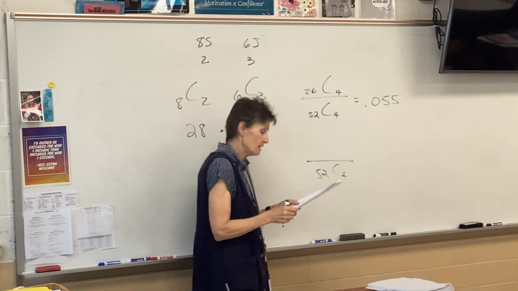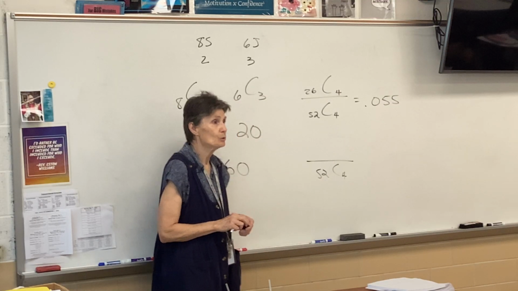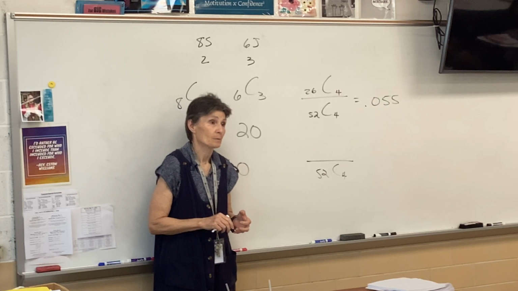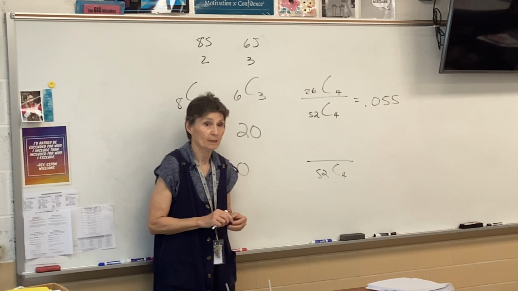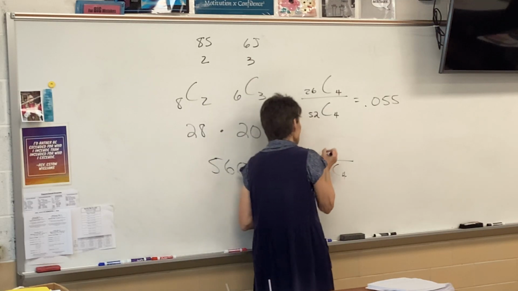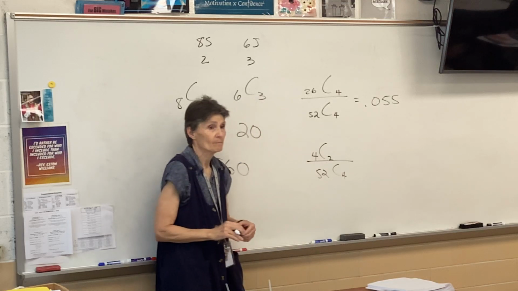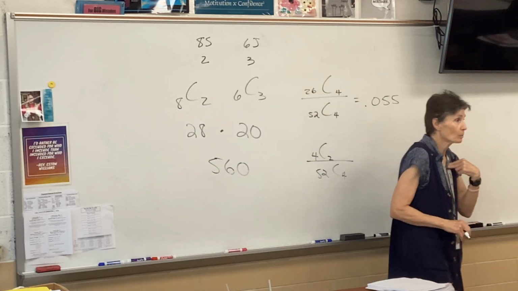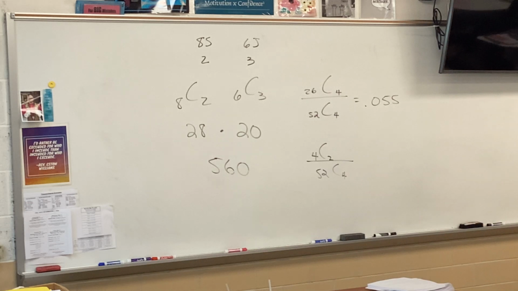Numerator: exactly 2 queens. What's that one look like? Exactly 2 queens. 4C2. Why is it 4C2, guys? There are 4 queens, and I am choosing 2 of them, right? But this problem is tricky, because we're not done. You guys see why we're not done?